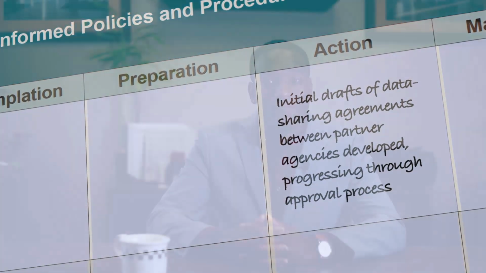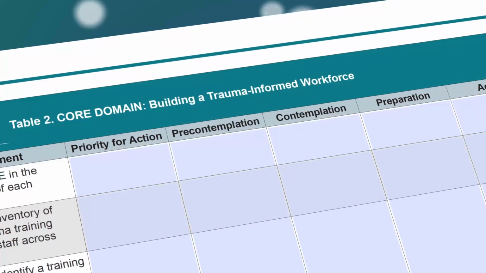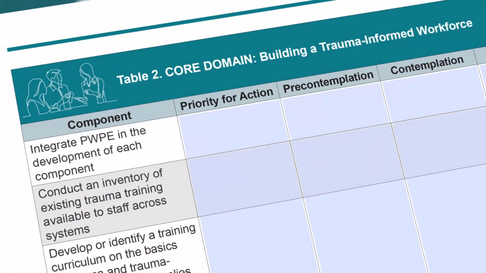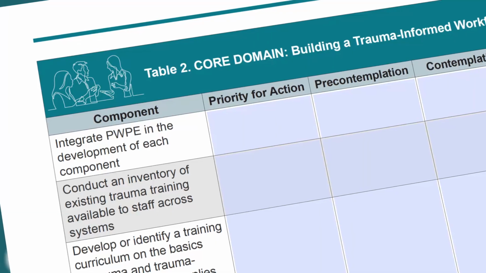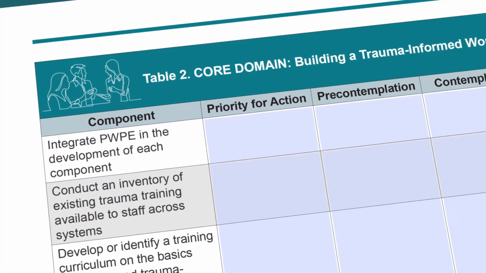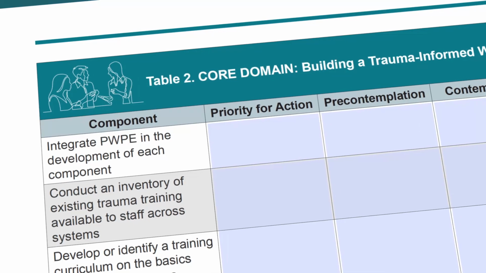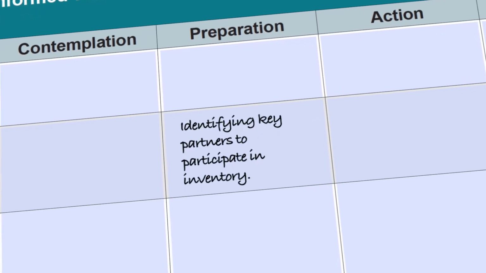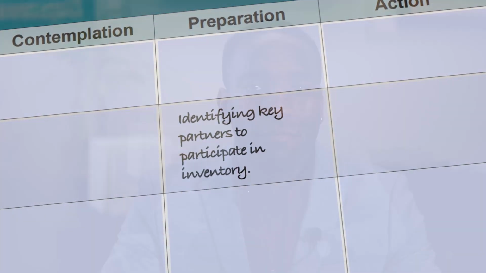Here's another example. In Table 2, building a trauma-informed workforce, one of the components is conduct an inventory of existing trauma training available to staff across systems. If the collaborative team understands the need to conduct the inventory but no action has been taken, the team in the preparation field could note identifying key partners to participate in inventory. As teams walk through each component, the tool offers a comprehensive view of their current level of readiness to implement a collaborative, trauma-informed approach.